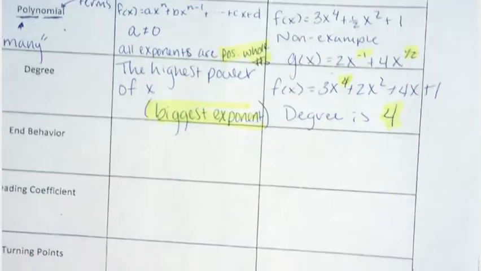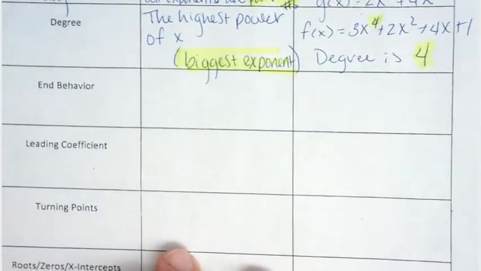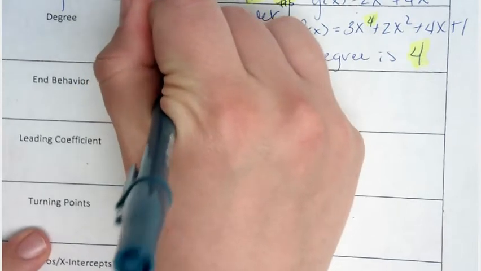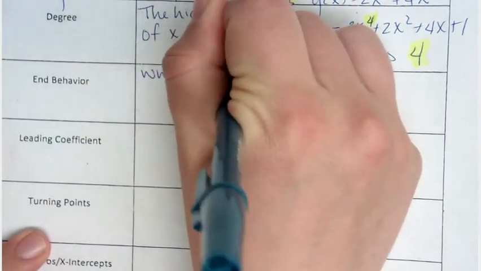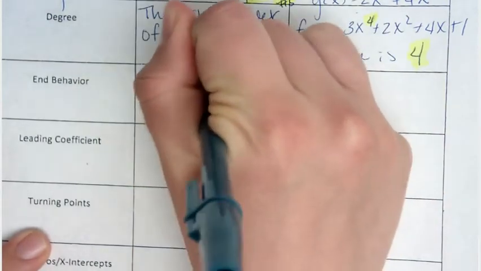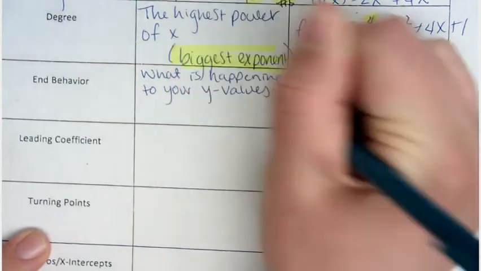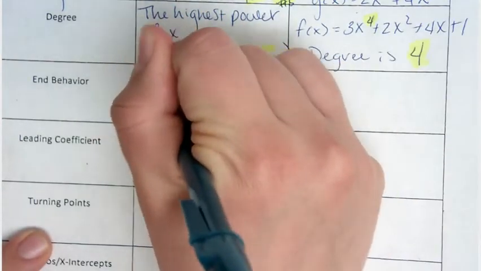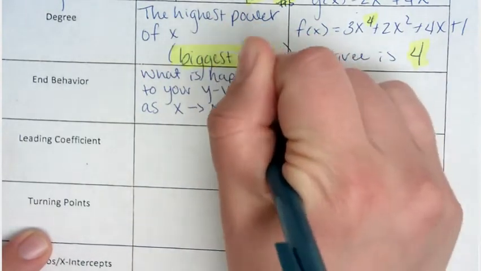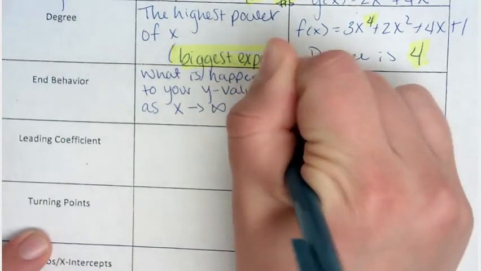Okay, end behavior, and remember that you can pause this video and take time to write down stuff. I'm trying to go quickly so that the video isn't very long. Our end behavior is what is happening to your y values as x approaches infinity, or as x approaches negative infinity.